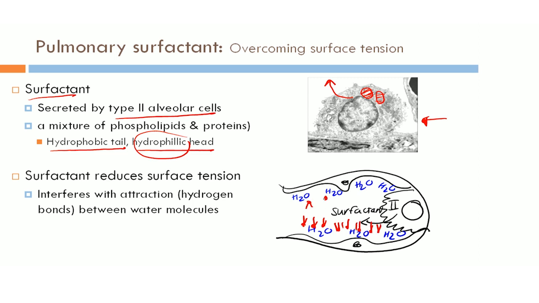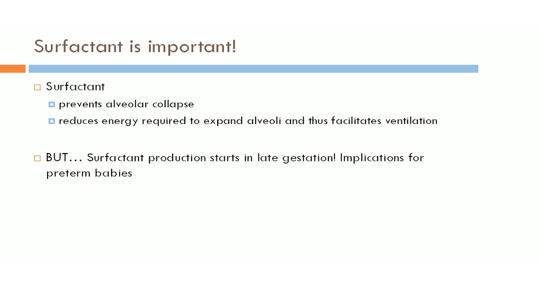And what that does is interfere with the bonding of those water molecules, decreasing the surface tension and preventing the lung from totally collapsing. So this is basically what is said here: surfactant reduces surface tension, or the hydrogen bonding between the water molecules, because it interferes with that attraction and thereby prevents the lung from collapsing down to that tiny state. So surfactant is important. It prevents the lungs from collapsing at the end of each expiration, but it also reduces the energy required to start expansion of the lung again during a normal inspiratory cycle.